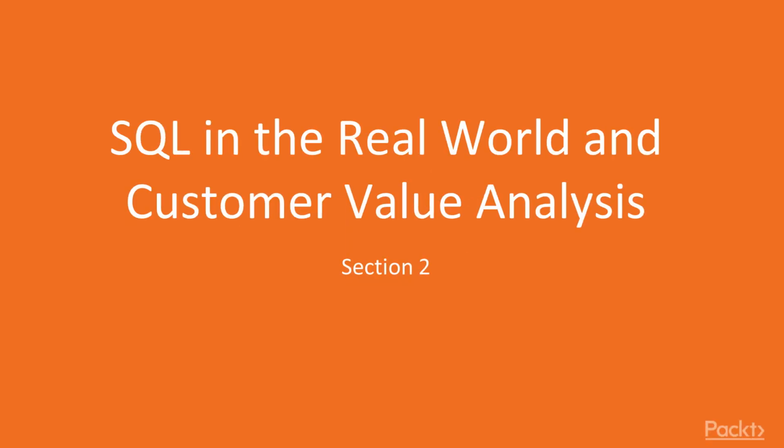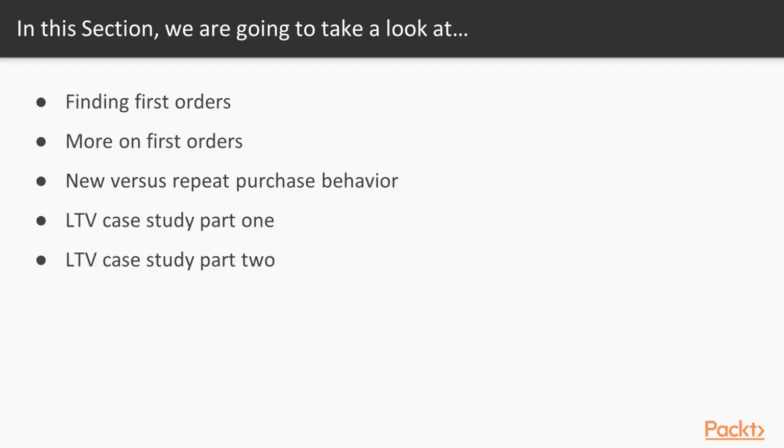Welcome to section 2 of this course, SQL in the Real World: Customer Value Analysis. We're going to be taking a look at some great content here. First, we're going to dig into finding first orders, or really finding the first of anything. And this is a common task you need to use, whether you're dealing with customers, product analysis, operations analysis, almost anything. You're always interested in when something started or when the first event occurred.